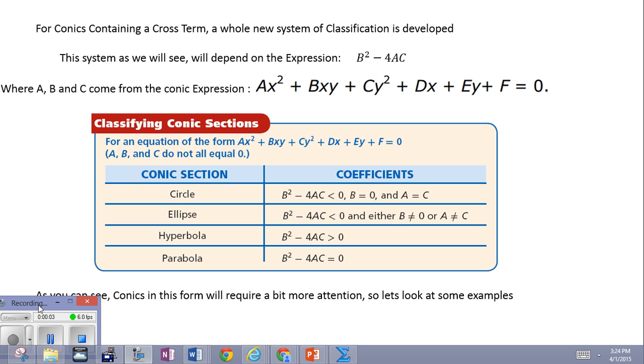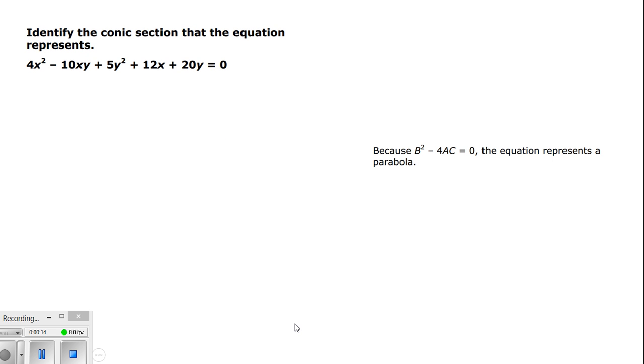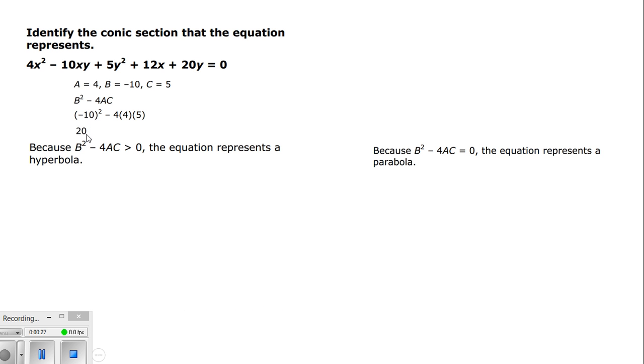Okay, so we're back and we're going to utilize these formulas to determine the type of conics in this next slide here. Here's a conic with the B term, as you can see. So we identify the A, B, and C terms. We go to the B squared minus 4AC. We do our computation, find that that's positive. So that therefore indicates that this conic represents a hyperbola.